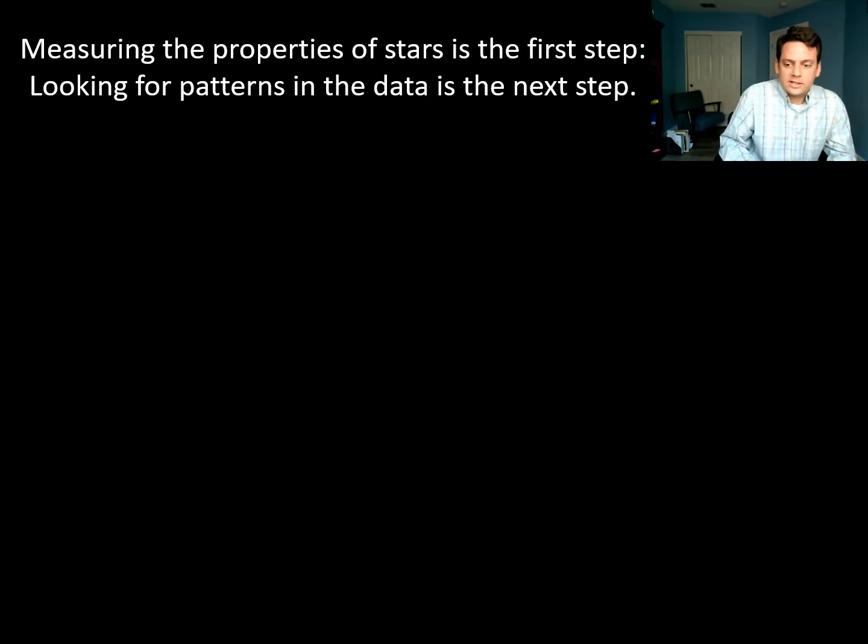So now let's move on and let's discuss how we measure the properties. I mean, we've talked about how we measure the properties of the stars. So now you can imagine that we look out into the cosmos and we make lots of observations of binary star systems. The next question is, what kind of patterns can we observe in the data?